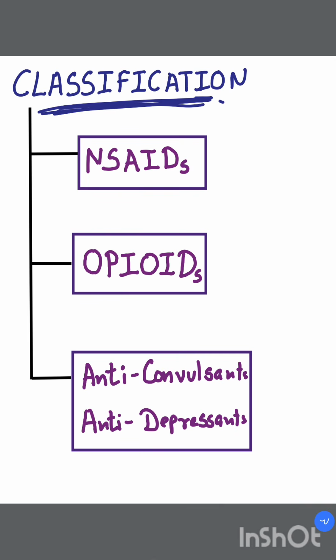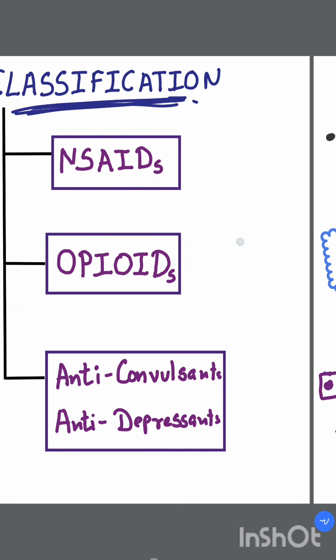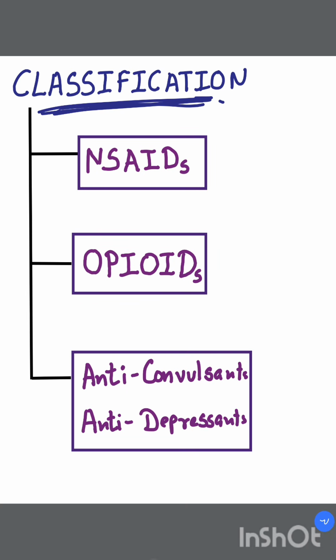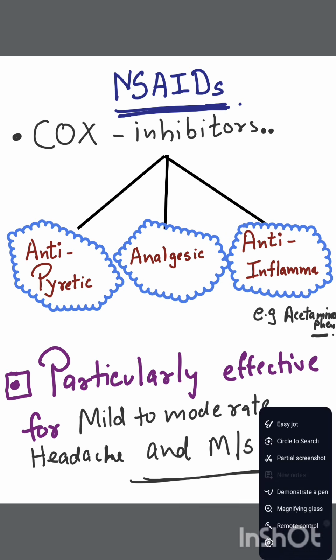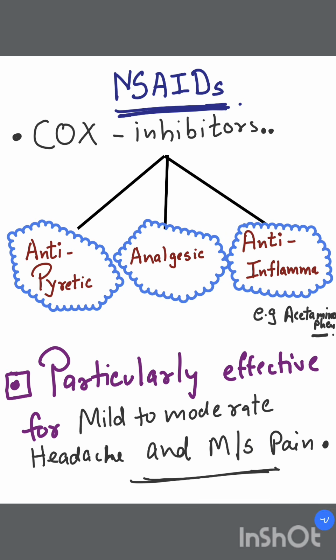Classification: NSAIDs, opioids, anticonvulsants, and antidepressants. These are the four classes of drugs which are useful for pain management. First is NSAIDs. NSAIDs are basically COX inhibitors, cyclooxygenase inhibitors, which lead to antipyretic effect, analgesic effect, and anti-inflammatory effect. Particularly effective for mild to moderate headache and musculoskeletal pain.